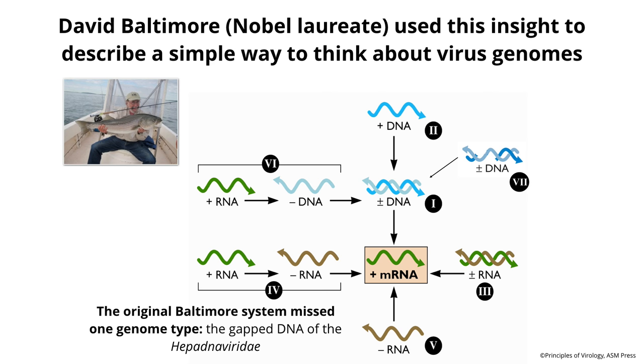So a key thing for you to remember here, besides the 7 genome types and how they lead to mRNA, is the fact that only double-stranded DNA among the DNA viruses can serve as a template for mRNA synthesis.